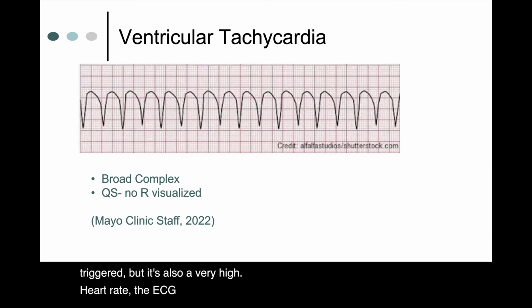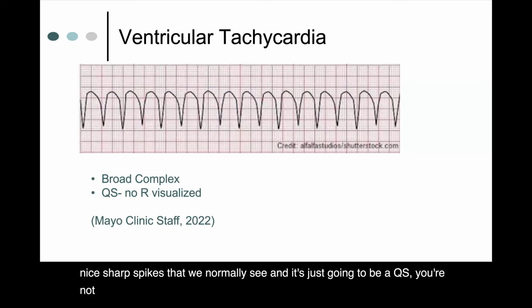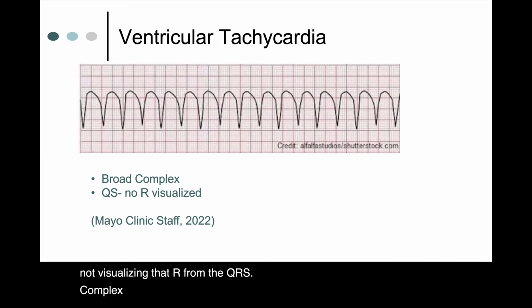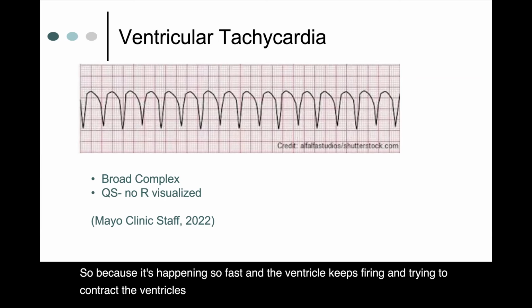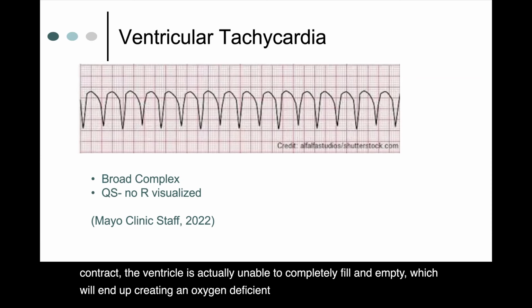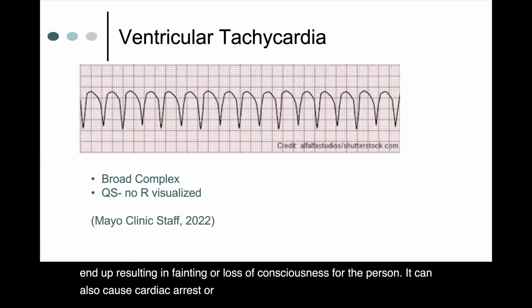The ECG for this is going to be very broad. It doesn't have those nice sharp spikes that we normally see. And it's just going to be a QS. You're not visualizing that R from the QRS complex. So because it's happening so fast and the ventricle keeps firing and trying to contract, the ventricle is actually unable to completely fill and empty, which will end up creating an oxygen deficiency to the rest of the body. This can end up resulting in fainting or loss of consciousness for the person. It can also cause cardiac arrest or sudden death if it's not corrected.